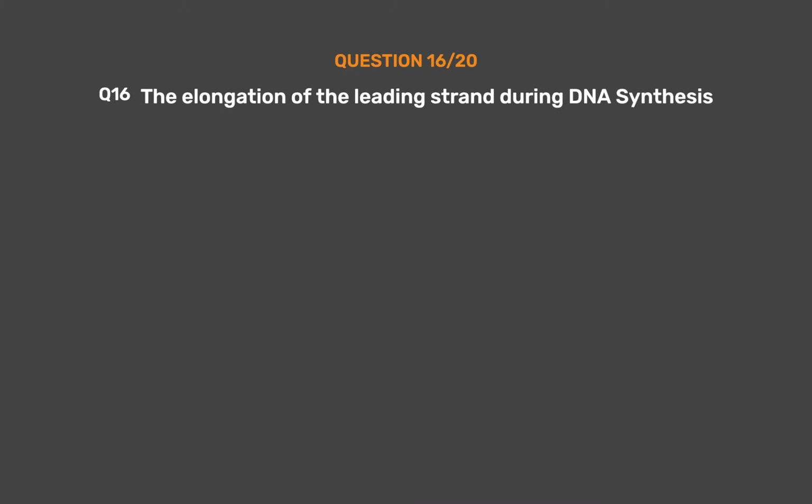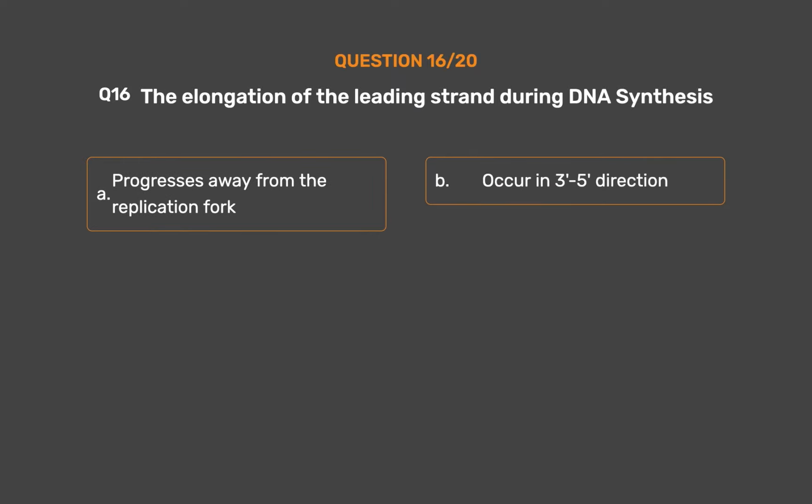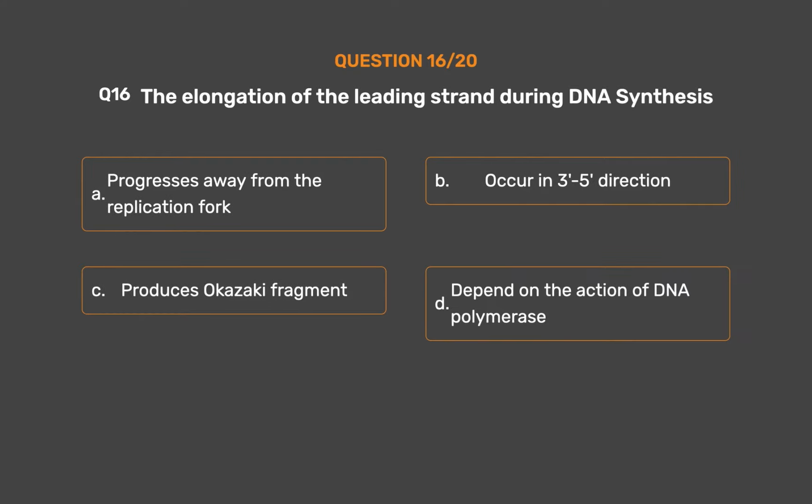Question number 16. The elongation of the leading strand during DNA synthesis. Option A. Progresses away from the replication fork. Option B. Occurs in 3 to 5 direction. Option C. Produces Okazaki fragment. Option D. Depends on the action of DNA polymerase. The correct answer is option D. Depends on the action of DNA polymerase.